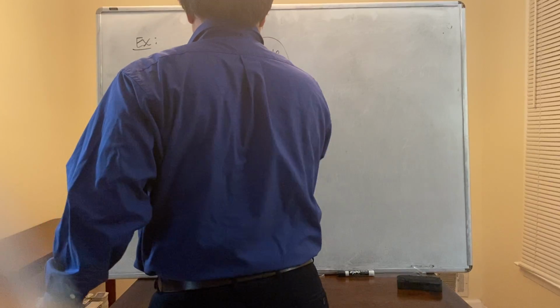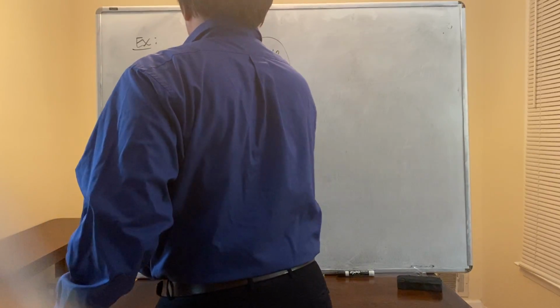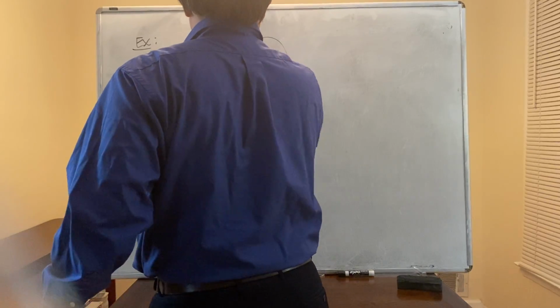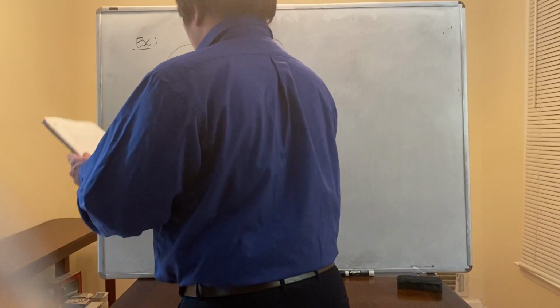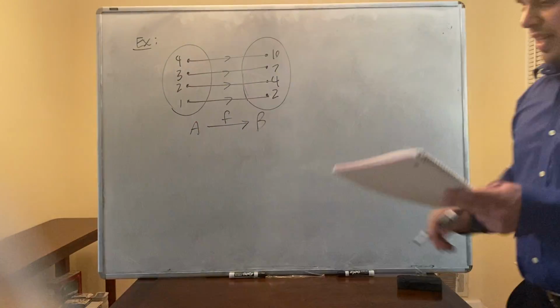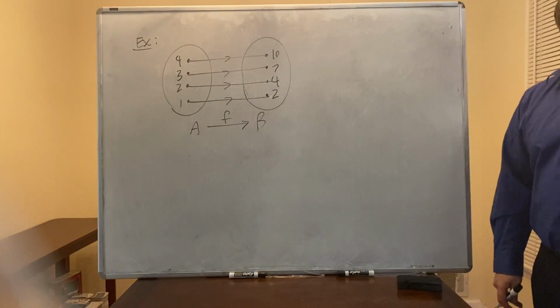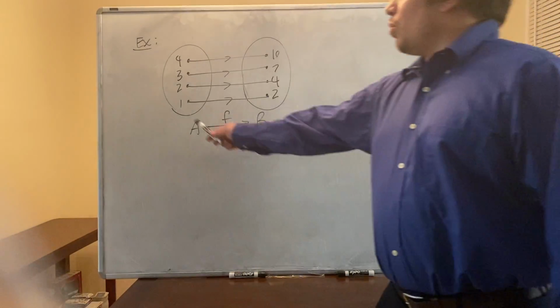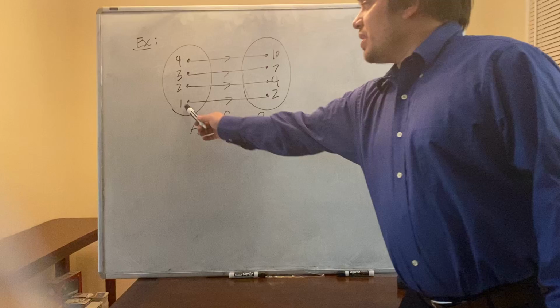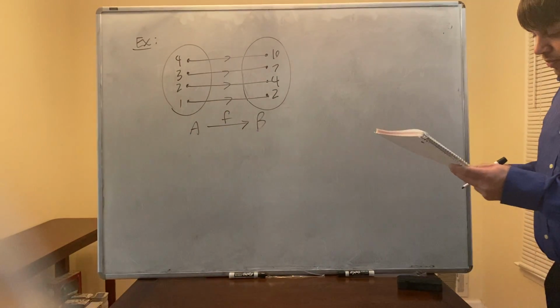Okay, so you have your function f here. This function f is a function from this set A to that set B. This is a very simple function that maps 1 to 2, 2 to 4, 3 to 7, and 4 to 10. The domain set is A and the codomain set is B.